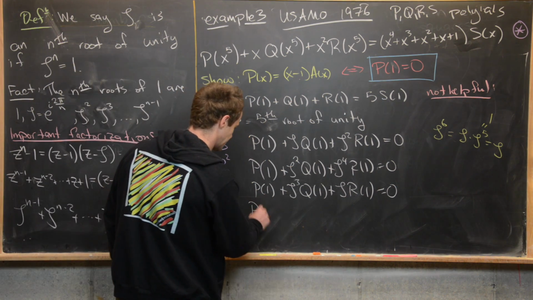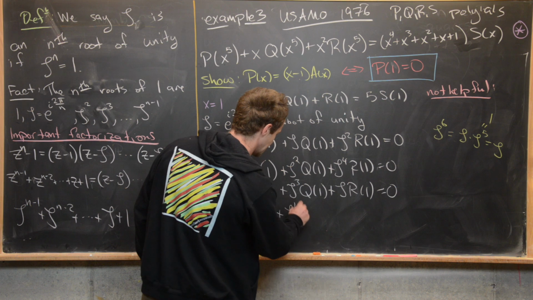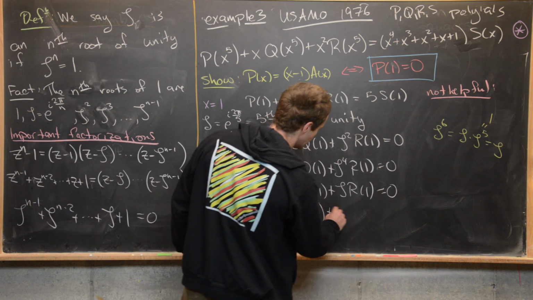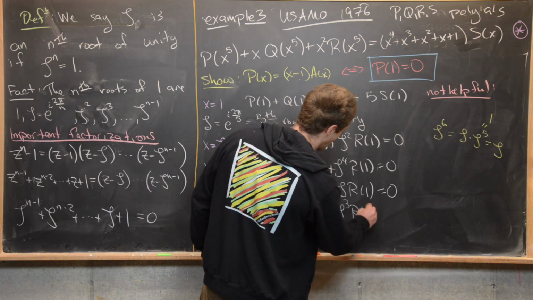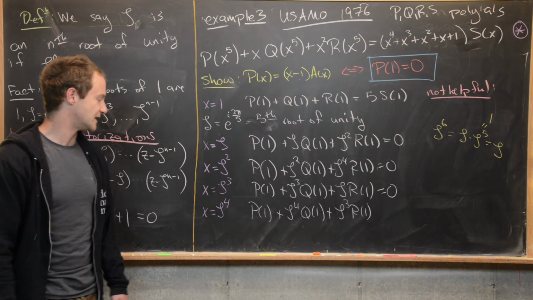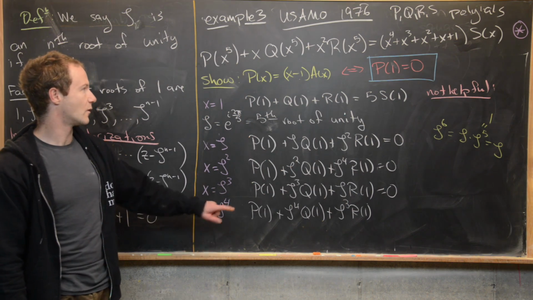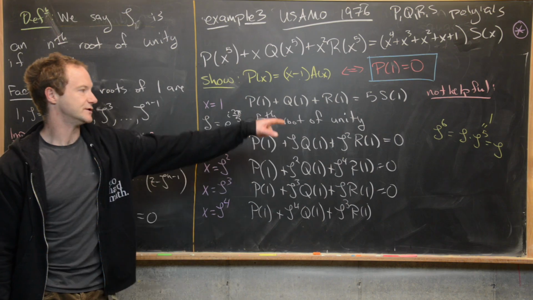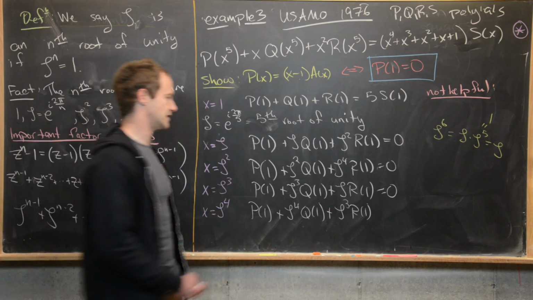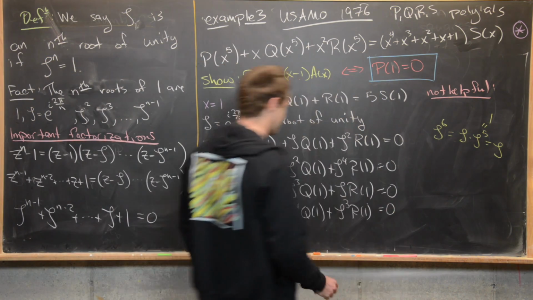So that's going to give us p of 1 plus zeta to the 4 q of 1 plus zeta cubed r of 1. And that's because we get zeta to the 4th squared, that's going to be zeta to the 8th. But we can reduce that using that trick over there to zeta cubed. Great. And now we have this is equal to 0.